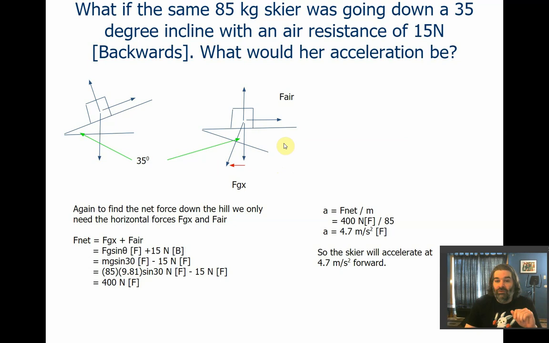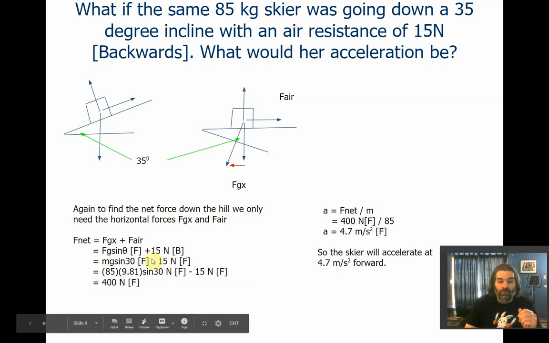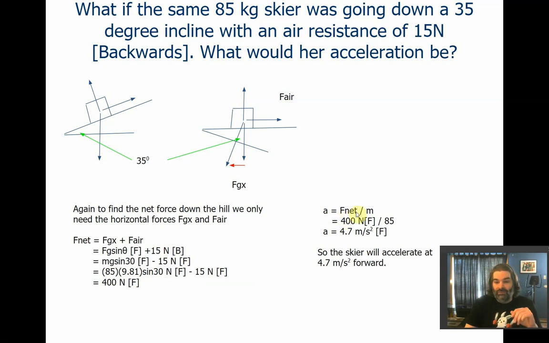Again, there's only two components. There's the x component of the force of gravity pulling you down the hill, and there's the air resistance trying to stop you. So the x component is the force of gravity, which is just mg, times its opposite, the angle, so sine 30, and then minus the force of air resistance. Remember, you've got to change the direction. You can't add a forward and a backward. You can only add vectors if they're in the same direction. So we make the air resistance negative, plug in the numbers, you get a value of 400 newtons forward. Plug that into F equals ma, F net divided by m, and you find the skier is accelerating 4.7 meters per second squared forward, with forward being down the hill.